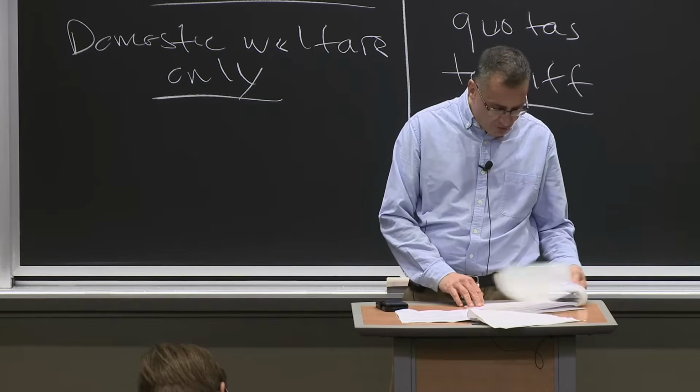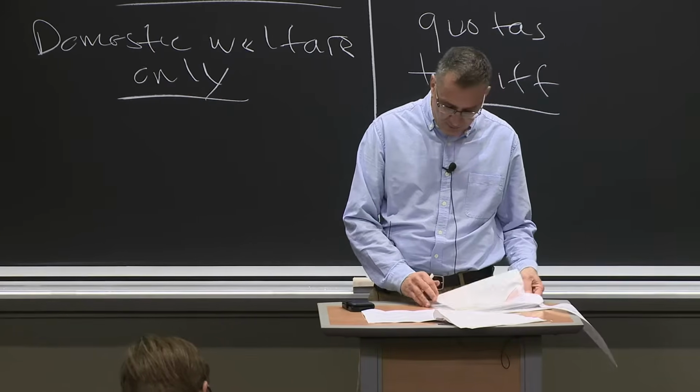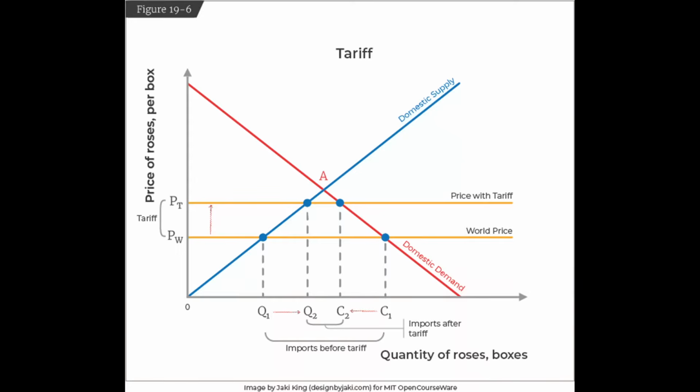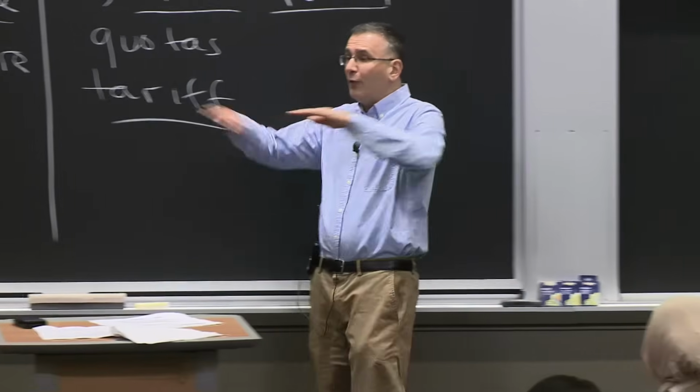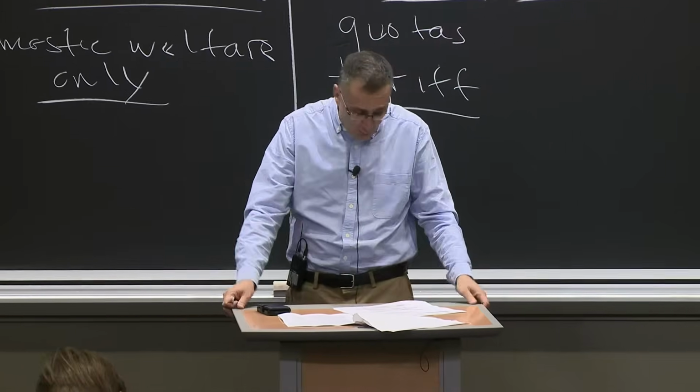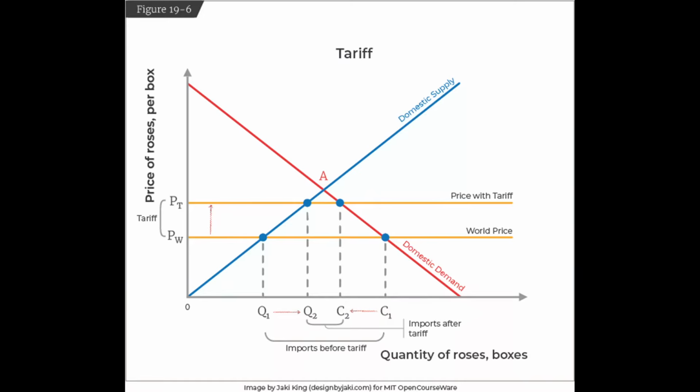To see that, let's go to figure 19.6. Basically, what figure 19.6 does is we now start from the position of being in international trading. Before, with the other figures, we started from autarky and added trade. Now I want to start from a position with trade and add a tariff. So our initial equilibrium is at P sub W, with consumers consuming C1, producers producing Q1, and initial level of imports denoted by imports before tariff. Okay, that's where we start.